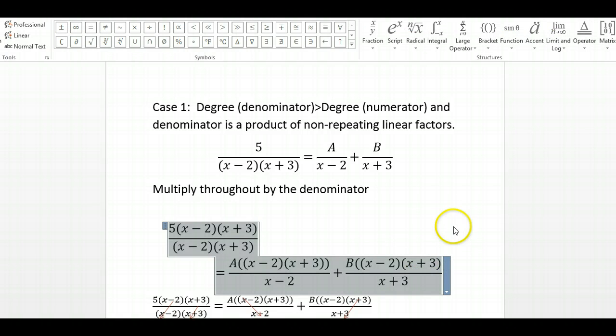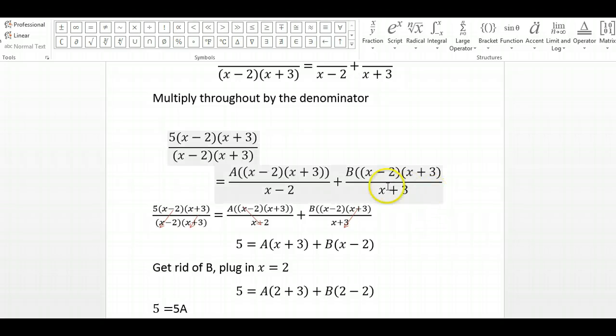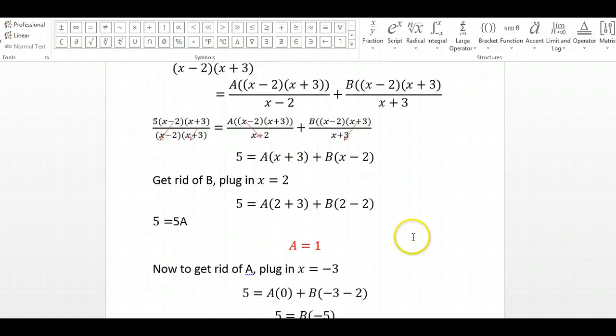When you do that, you notice that on the left hand side the x minus 2 and x minus 2 will cancel off, x plus 3 and x plus 3 will cancel off, and on the right, x minus 2 and x minus 2 here will cancel off, and x plus 3 and x plus 3 will cancel off. So the entire left hand side simplifies very nicely, and you only get 5 here, and then here you get A times x plus 3 plus B times x minus 2.